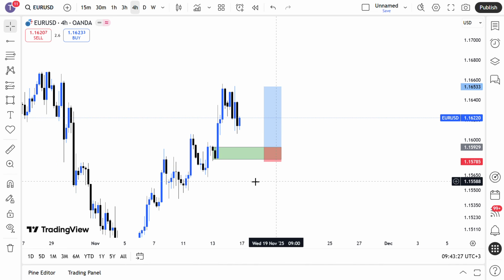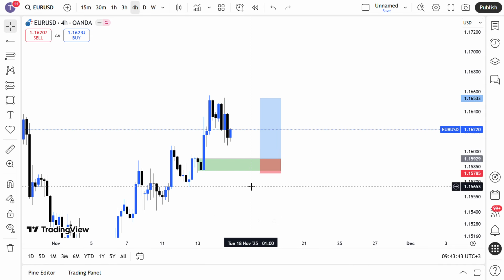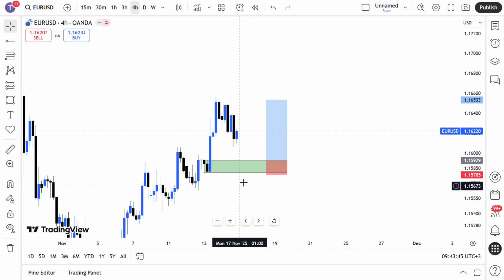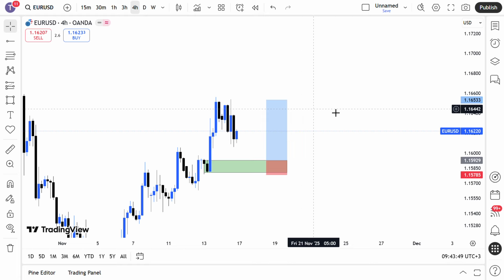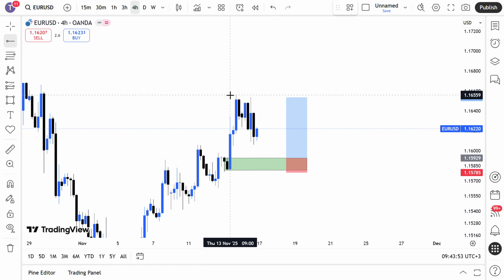So I want to have my entry from this order block because of this fair value gap. The fair value gap is used in the market as a magnet to attract price into this area before tapping into the order block. And I think if I get the best reaction from this order block, I'll have my entries to the upside. So that is my setup on Euro USD.